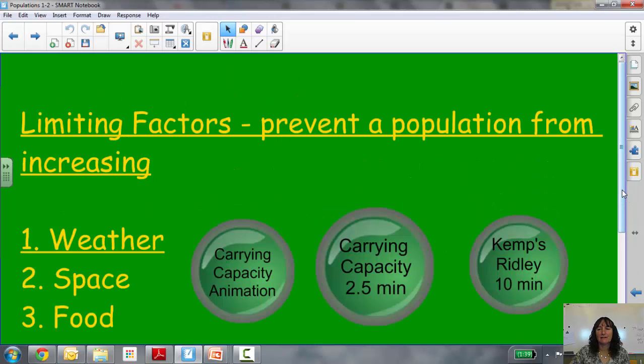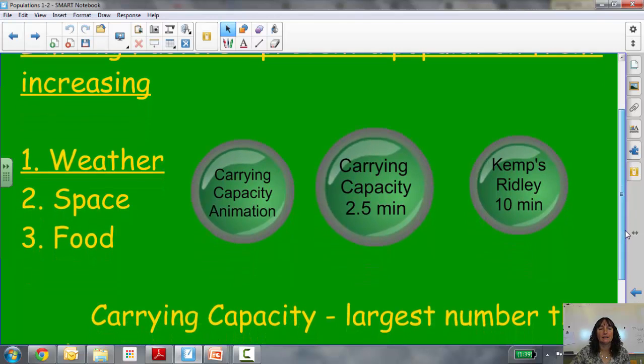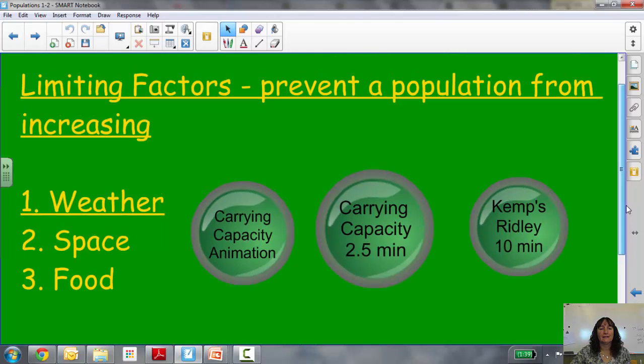And then lastly, we have something called limiting factors. And limiting factors are things that prevent a population from increasing. So it's not like a population can just keep going and going and going forever. There's things that keep them from getting too big. So those 3 things are weather, space, and food.